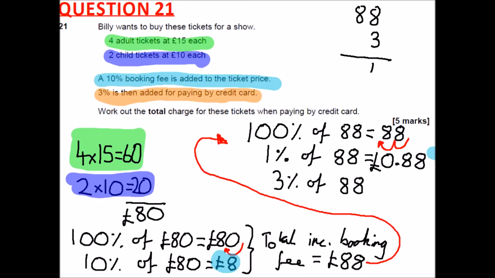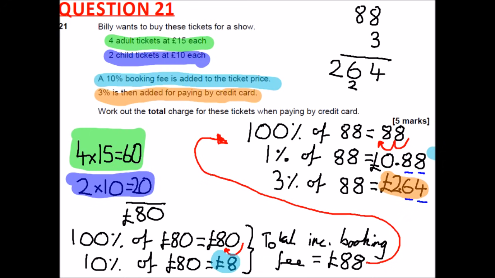8 times 3 is 24, carry the 2. 8 times 3 again, 24, plus the 2 we've just carried, is 264. But remember, it wasn't 88, we were talking about 2.88. We've got two numbers after the decimal here, so we need two numbers after the decimal here as well. So 3% would be £2.64. So we've worked out the credit card fee, which in itself gets us an extra mark.